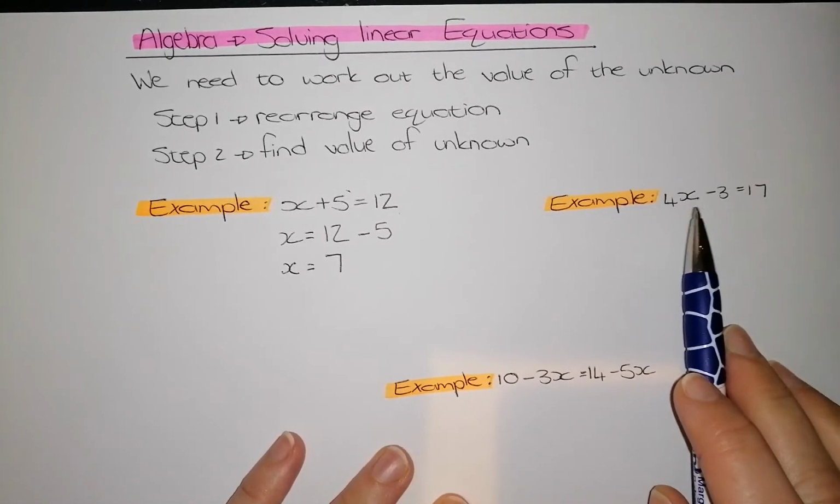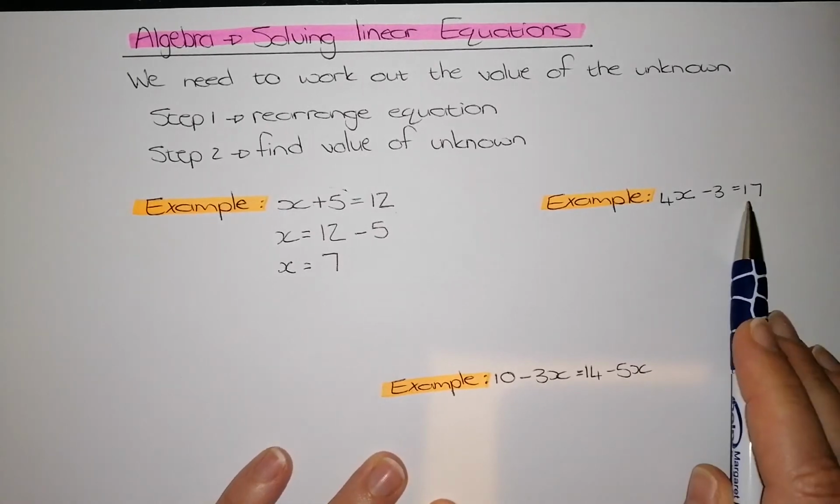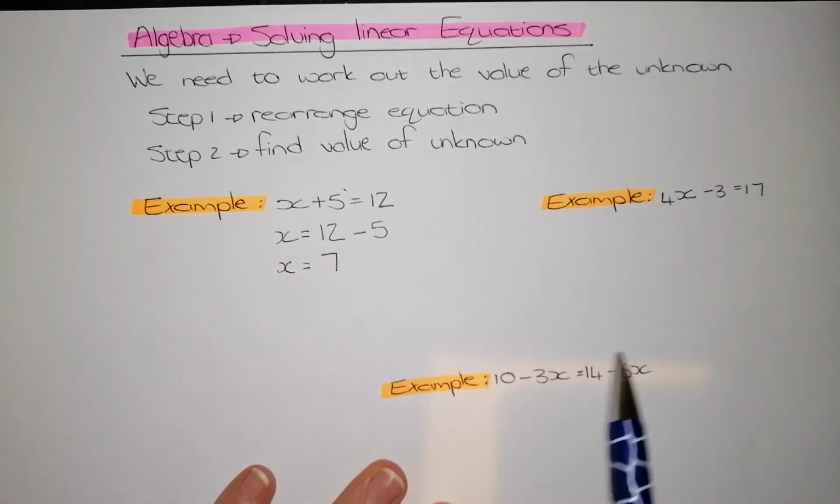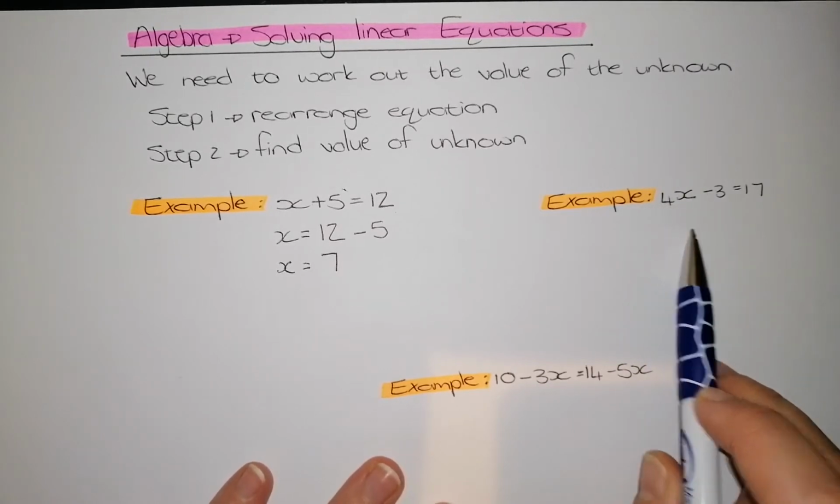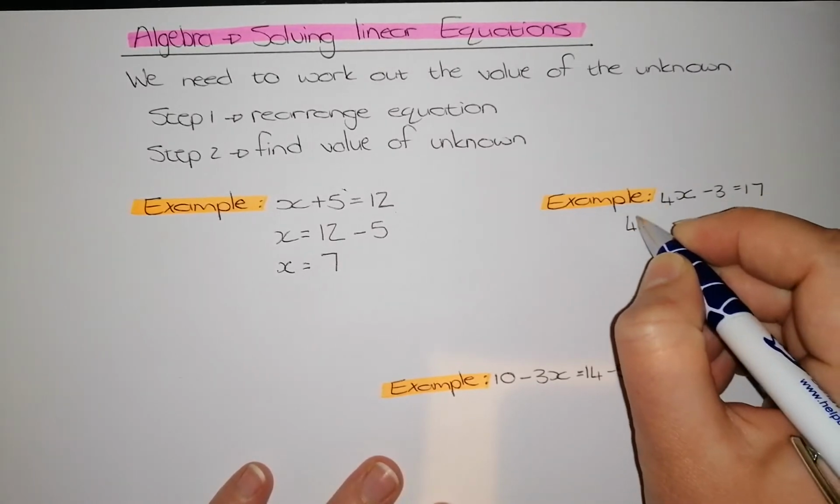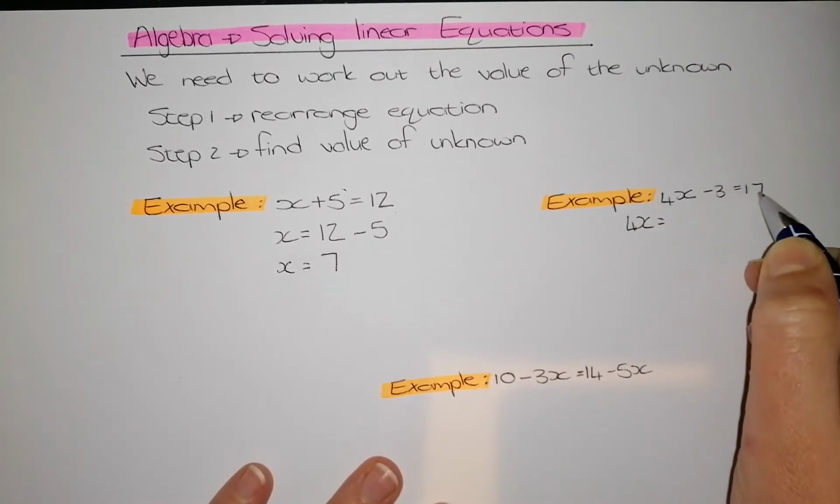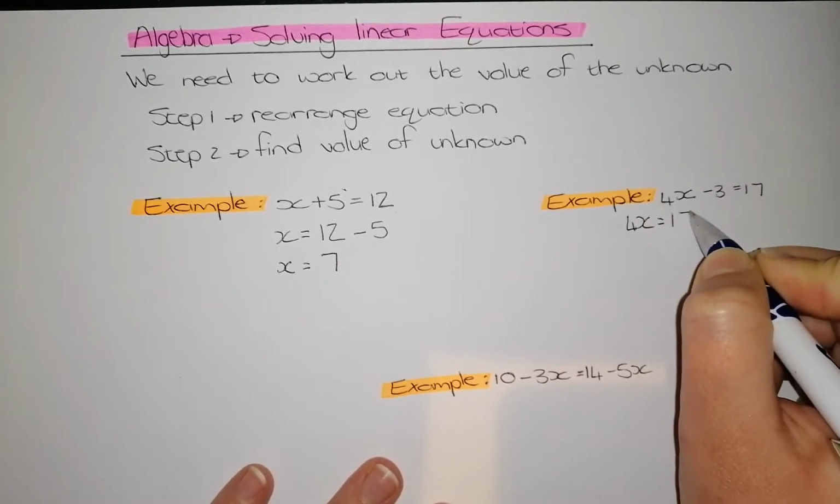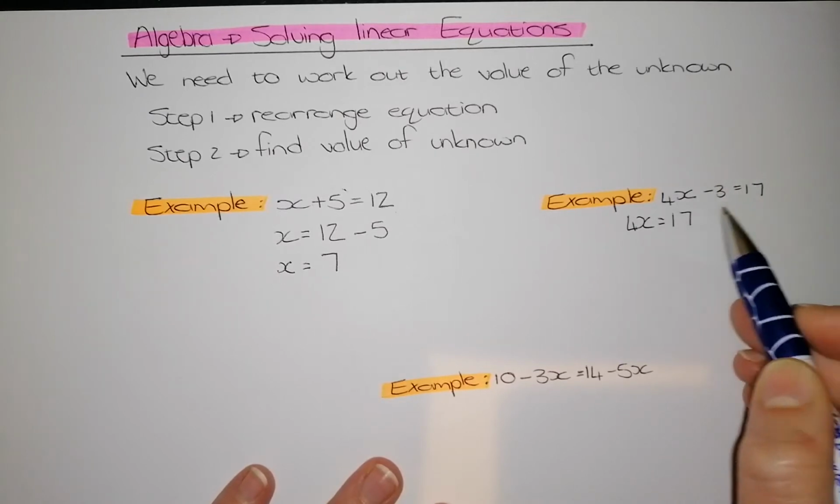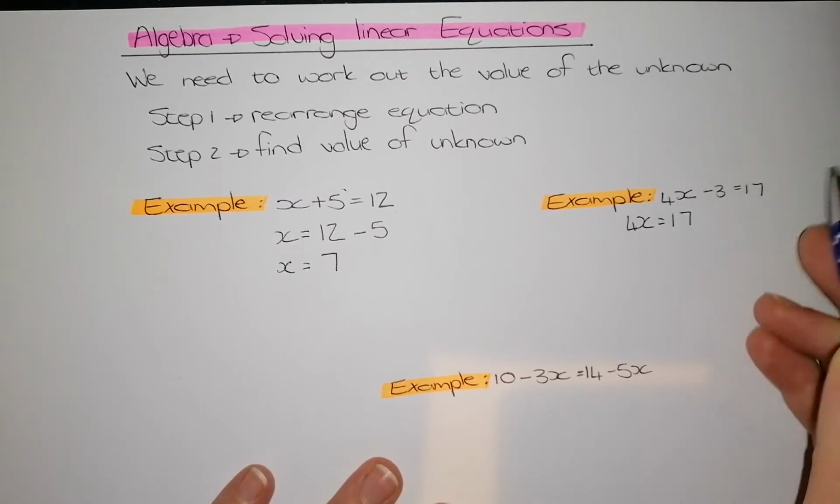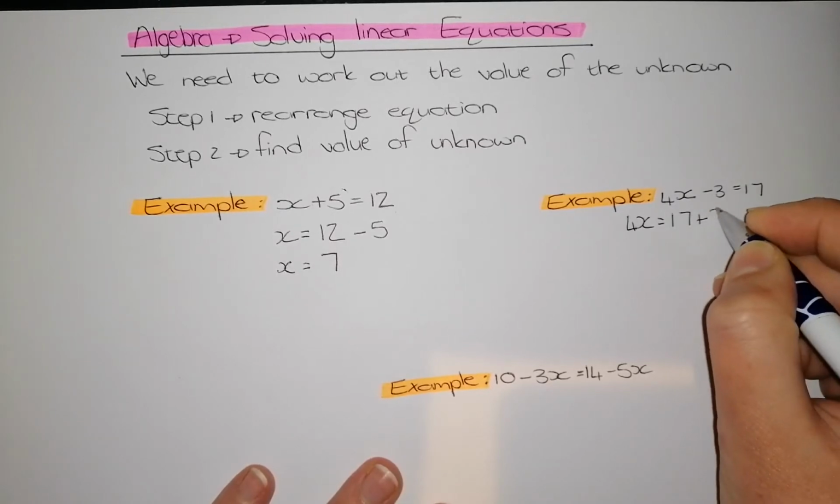Let's look at the second example. This example has an extra step. So the first step is rearrange the equation. I only want things with an x on the left-hand side. So when I rewrite this, I'm going to have 4x is equal to, I'm going to have my 17 stay there. Then I need to take my negative 3 over the equal sign. When it goes over, that negative changes to a positive.